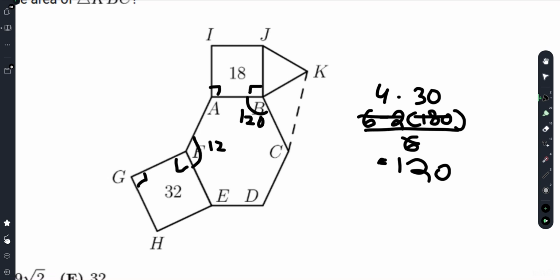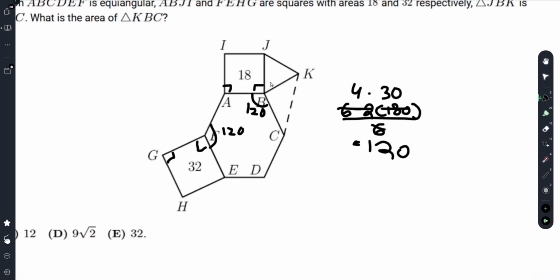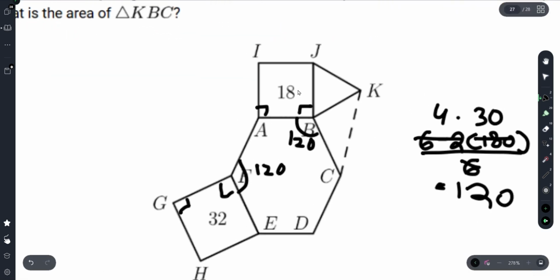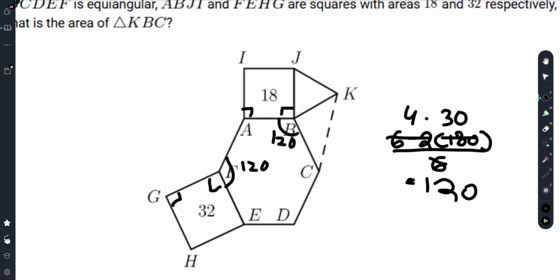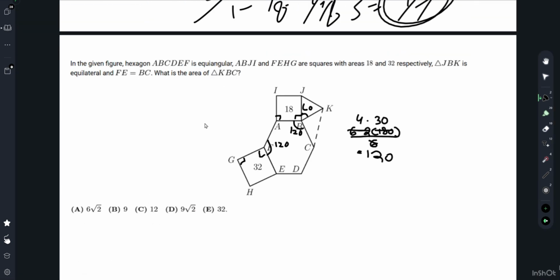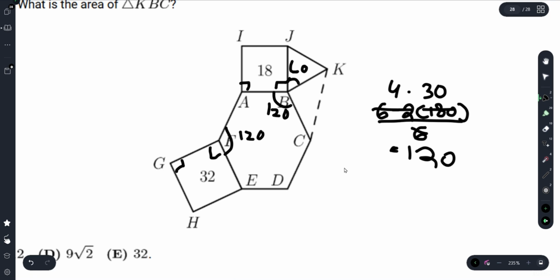So this means that, as mentioned in the problem, JBK is equilateral. So that means each angle must be 60 degrees because that is what the angle is in an equilateral triangle. So we only have KBC left. So we know 90 plus 60 plus 120 plus KBC is equal to 360. If we subtract, then we find that KBC is a right angle. So that means this is a right triangle.